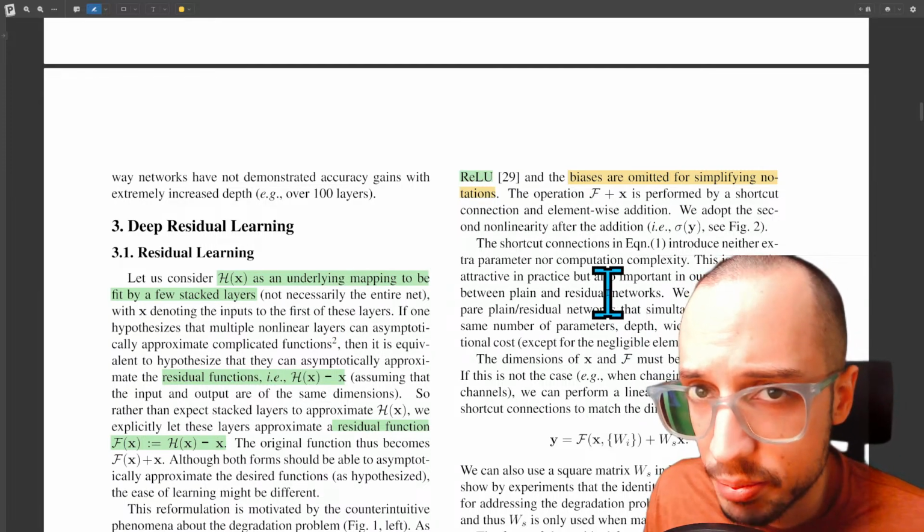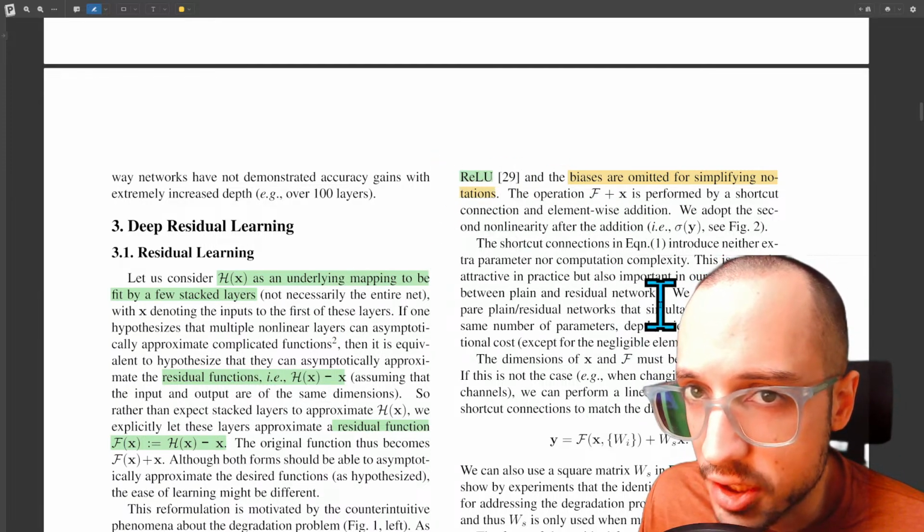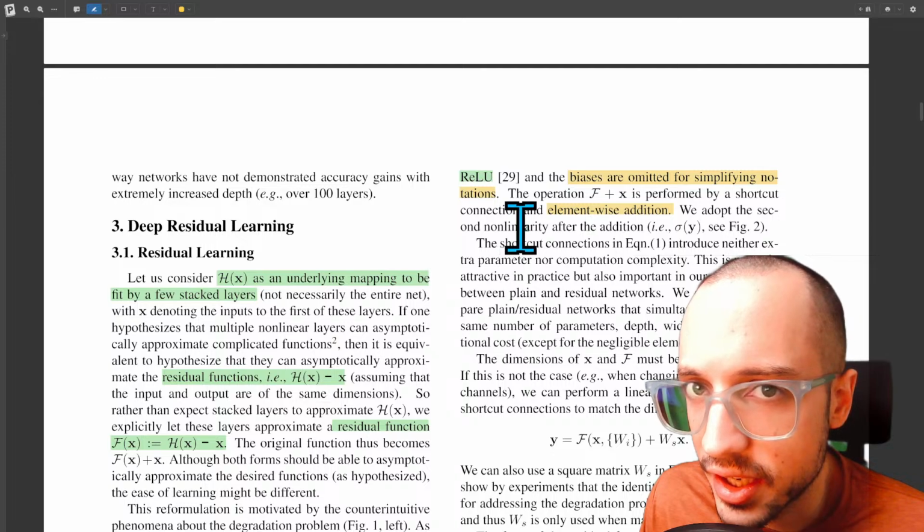The operation F + x is performed by a shortcut connection and element-wise addition. We adopt the second nonlinearity after the addition.